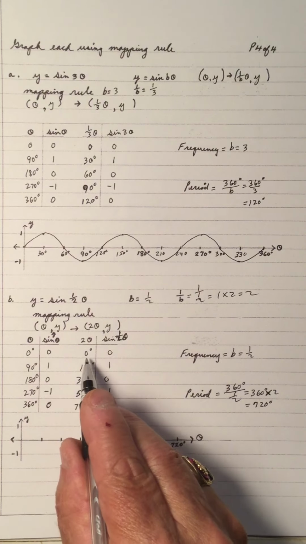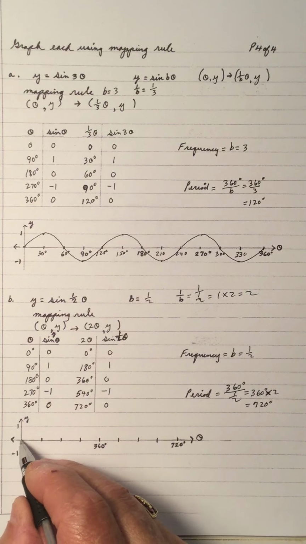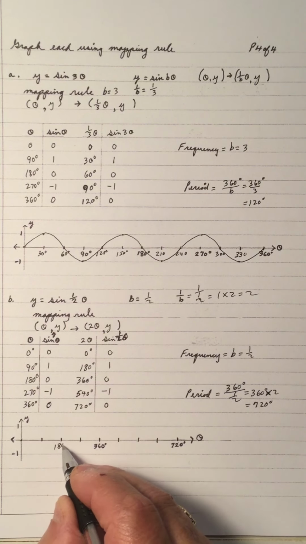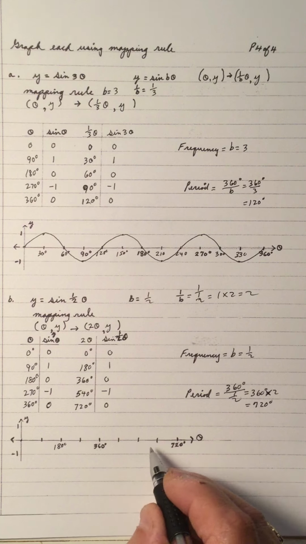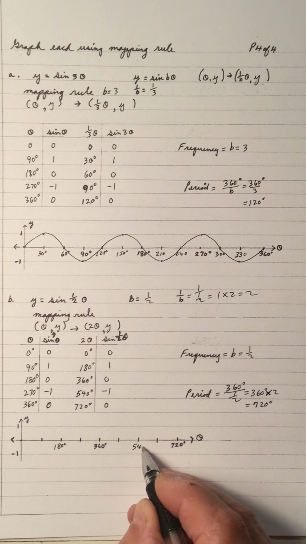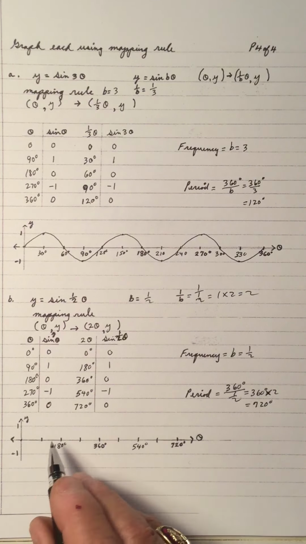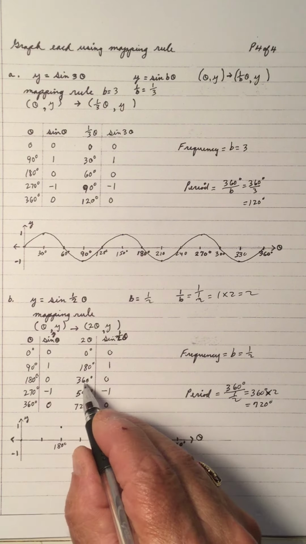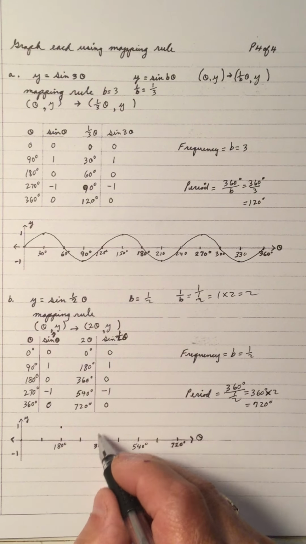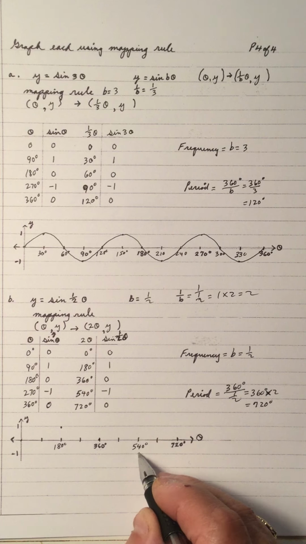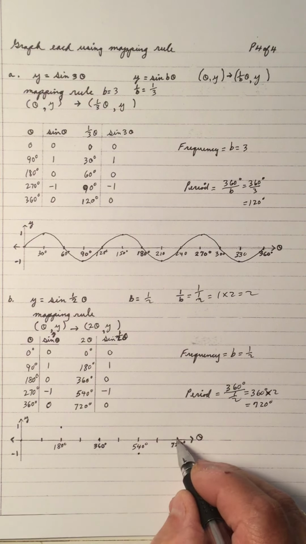So let's plot this. A 0 gives me a 0. So this is 360, so this is 180. And then this is halfway between, so that's 540. If you add them up and take a half, you get 540. So 180 gives you a 1. 360 is back to 0. And 540 is down to -1, and 720 is back to 0.